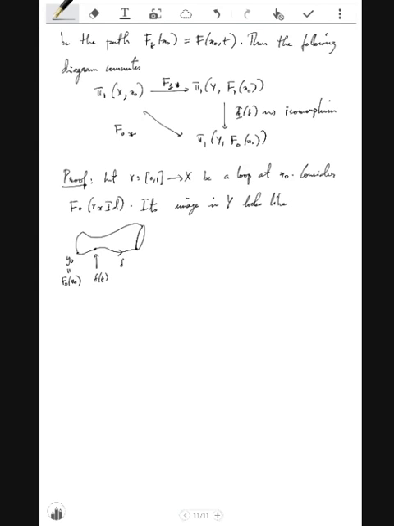And we need to show that f0 compose gamma is homotopic to delta star f1 compose gamma star I of delta.